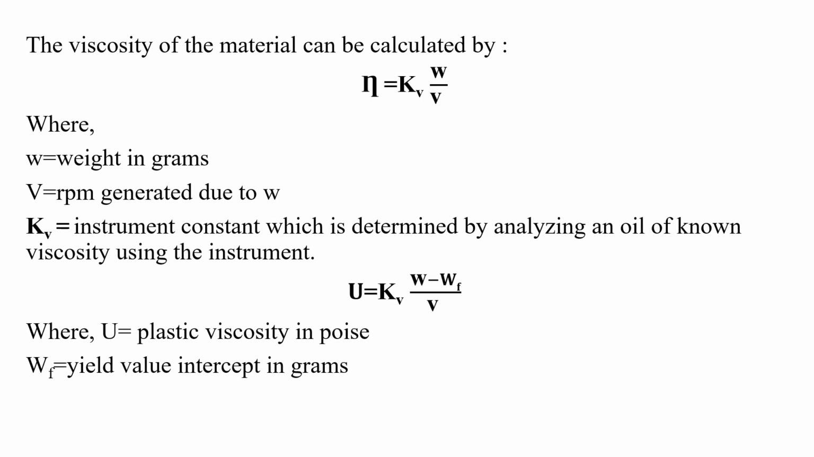But here, as we have considered the weights added to be our shear stress, we'll be considering W as our shear stress. WF is the yield value that can be easily obtained from the graph by extrapolating the point towards the x-axis.